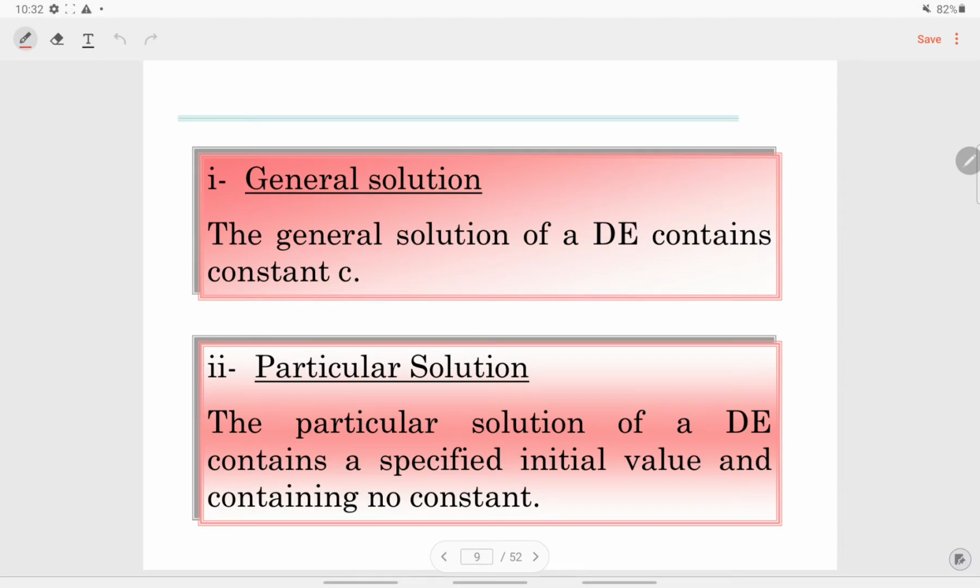The general solution of a differential equation contains the constant c. The particular solution of a differential equation contains a specified initial value and contains no constant.